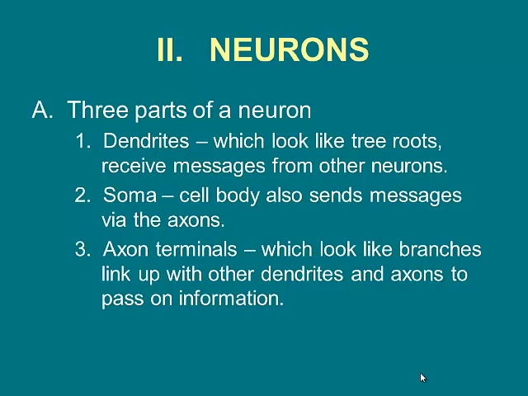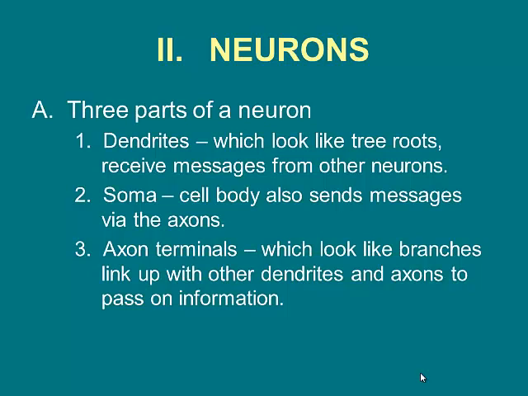Three parts of a neuron. One is called the dendrites, which look like tree roots. And what does it do? It receives messages from other neurons. You hear that key word? Receives messages from other neurons.